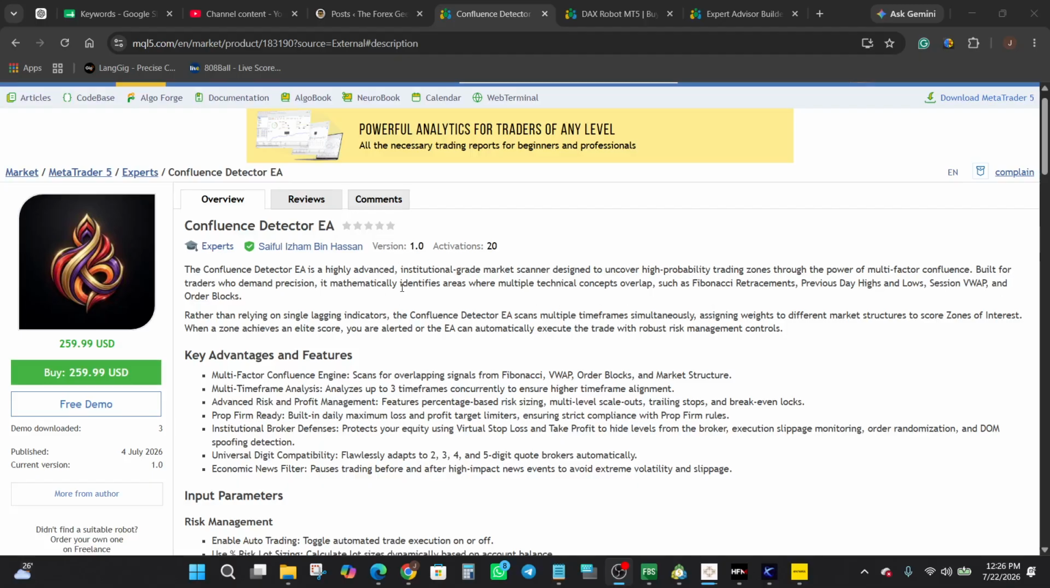So in this video, I am taking a look at the Confluence Detector EA for MT5. This one is listed on the MQL5 marketplace from developer Saiful Izam bin Hassan, and it is priced at $259.99 with version 1.0 and 20 activations.